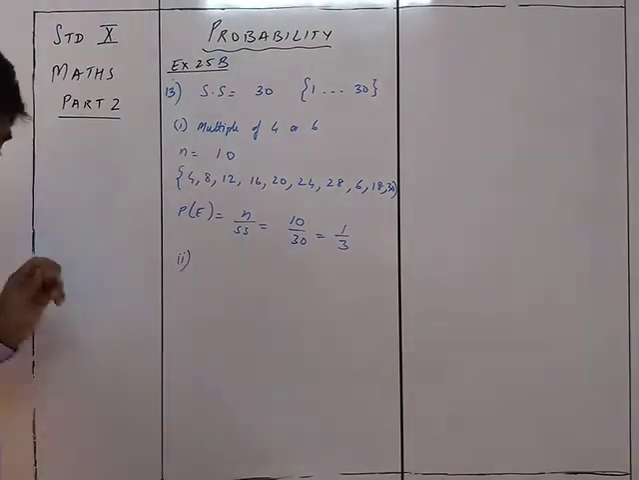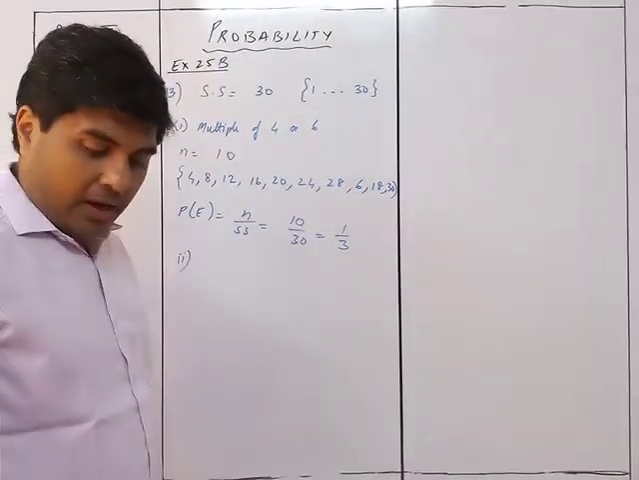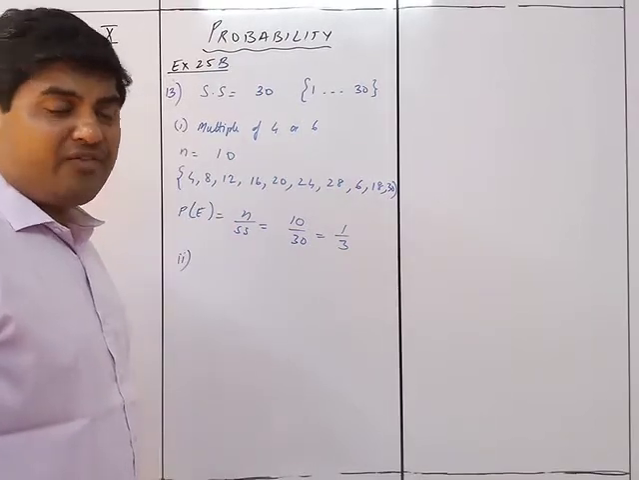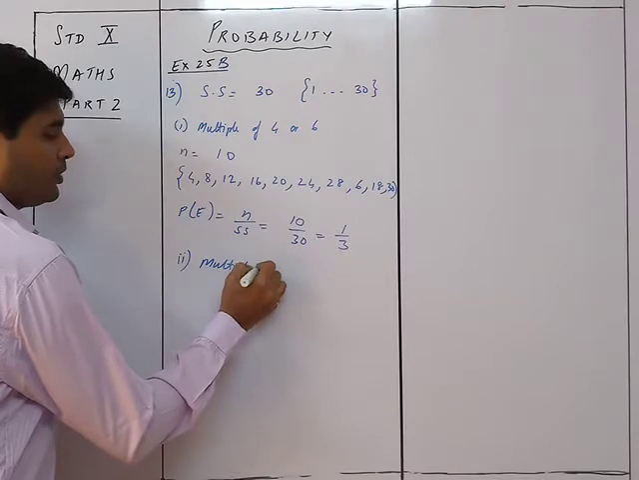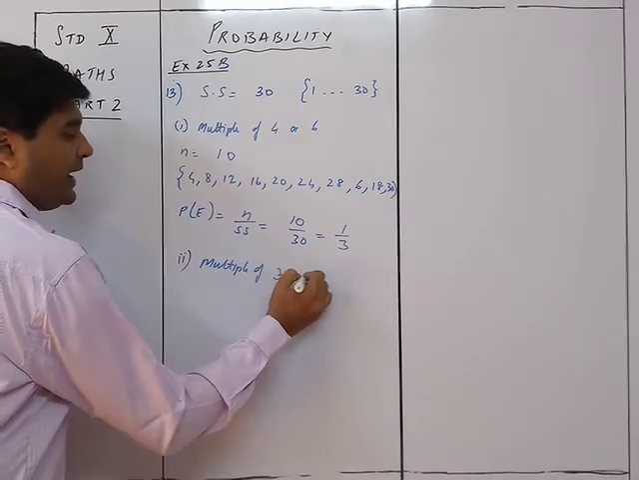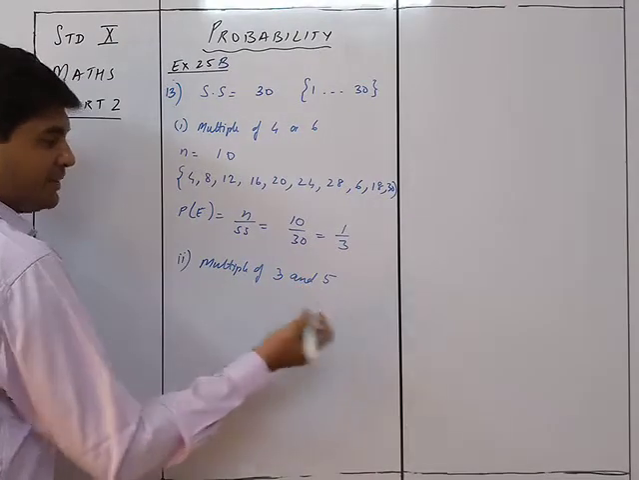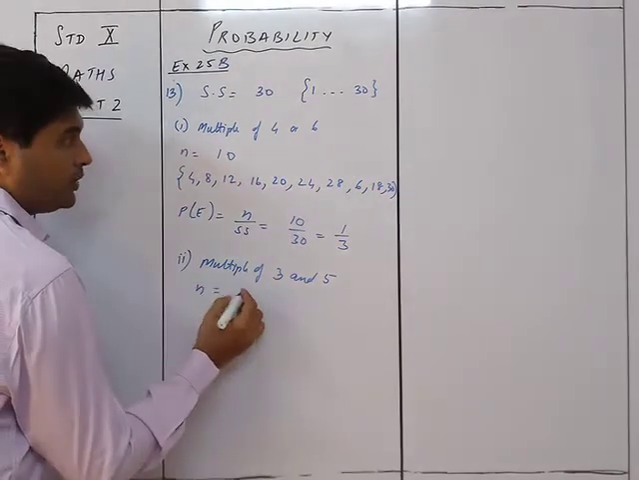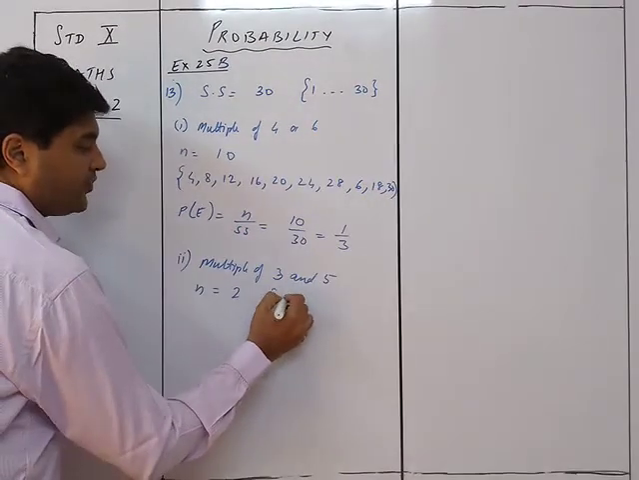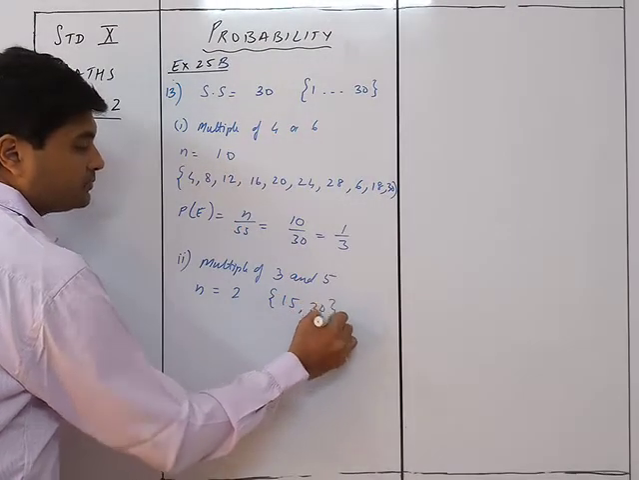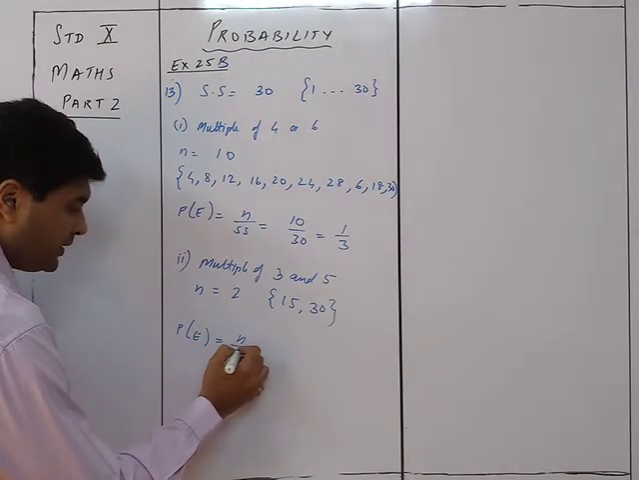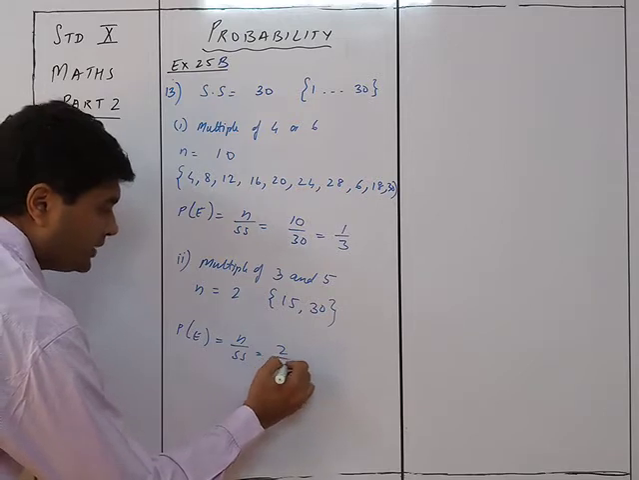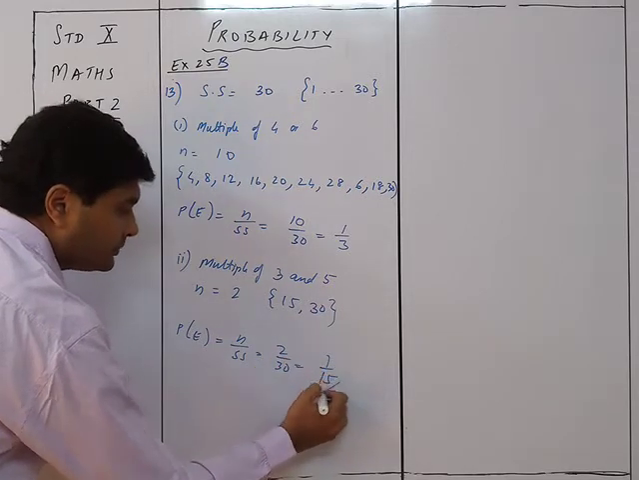The second part, a multiple of 3 and 5. A multiple of 3 and 5 will be the LCM of the two. So therefore n will be equal to only 2, that is 15 and 30. So PE will be equal to n upon SS is 2 upon 30, which is 1 upon 15.